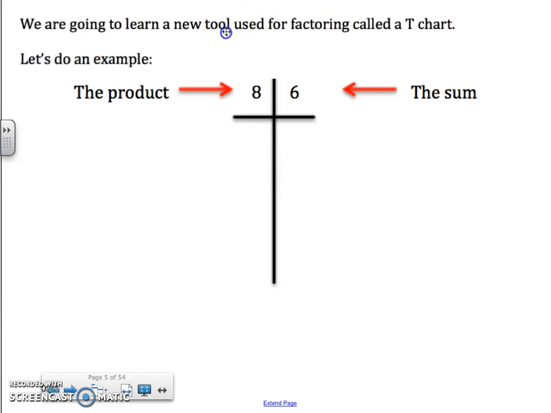Okay, so in this video we're going to learn a new tool for factoring called a T-chart, and we're just going to get really good at using this T-chart so tomorrow we can learn how to factor quadratics. So here's what a T-chart looks like.